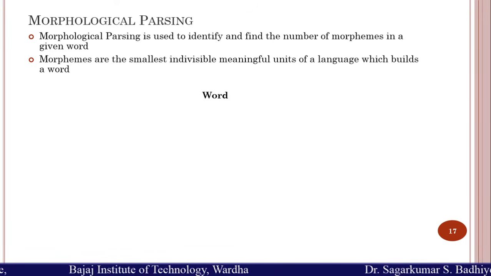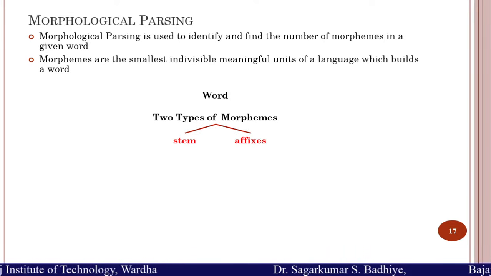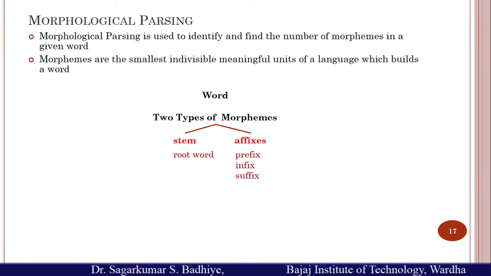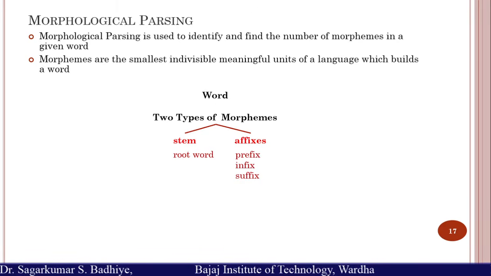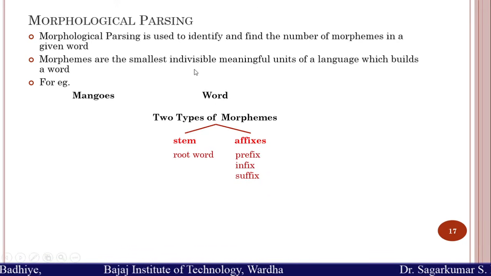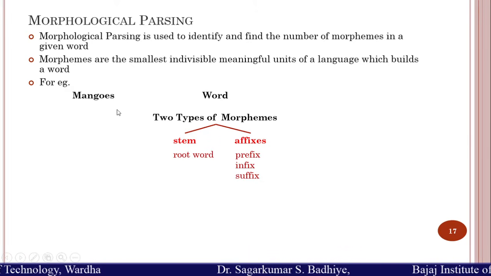Right? A word can have two types of morphemes. First is called the stem, and the other one is called the affixes. Stem is nothing but the root word through which the word is formed, and affixes can be of three types: the prefix, infix, and suffix. An example of a word is mangoes, and this word is divided into two morphemes, the root word and the affixes, that is the stem and suffix.